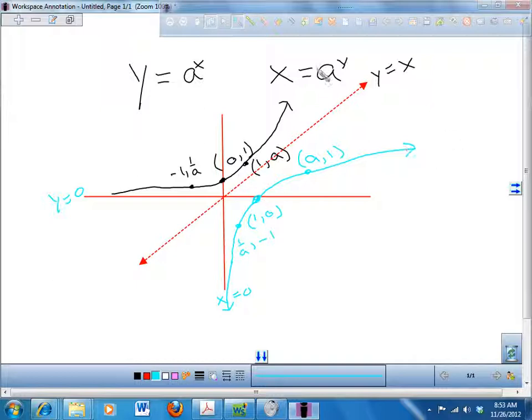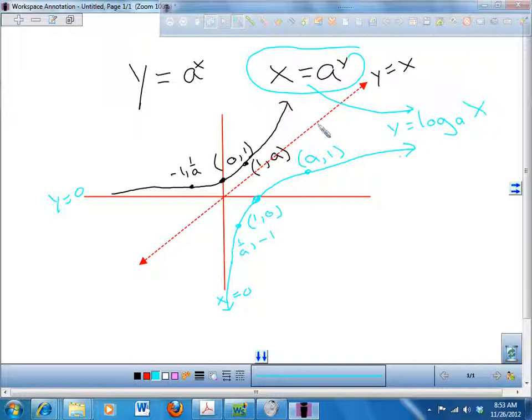So another way to write this same thing is y equals log base a of x, okay? So this and this mean exactly the same thing. So a logarithm is actually an exponent.